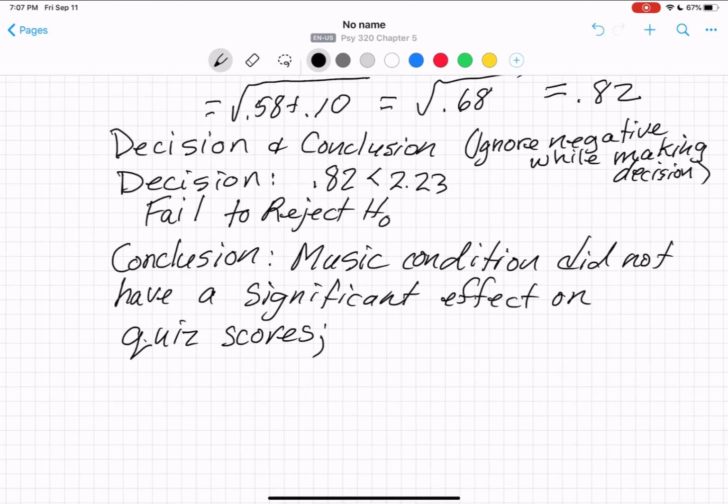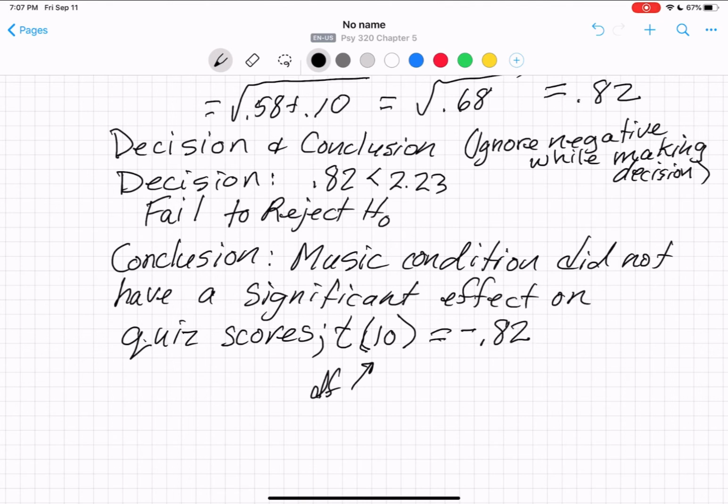And then now this is the part that's different. So we did a t-test, not an F-test. We had 10 degrees of freedom. Okay. And our t-value, here we do put the negative. Our t-value was negative 0.82. And p was greater than 0.05.